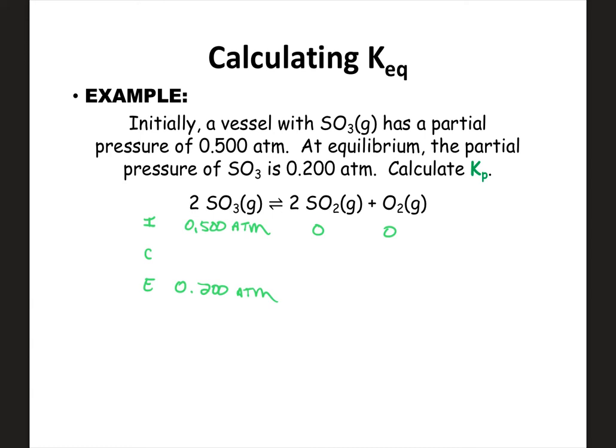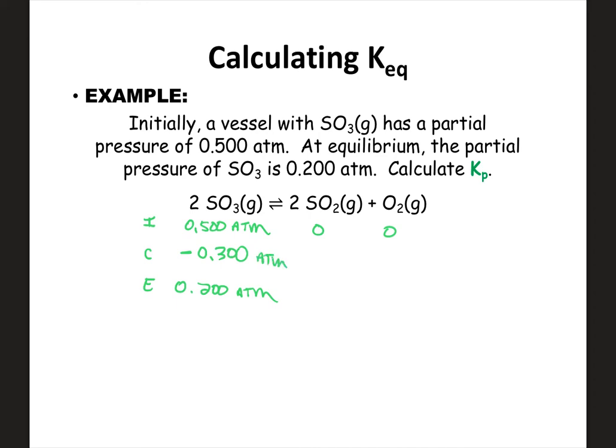Obviously, this is a reactant. It's going to be used up to form the products. So the change for the SO3 is going to be negative. Based on the fact that I started at 0.500 and at equilibrium I'm at 0.200, I must have changed by 0.300 atms.